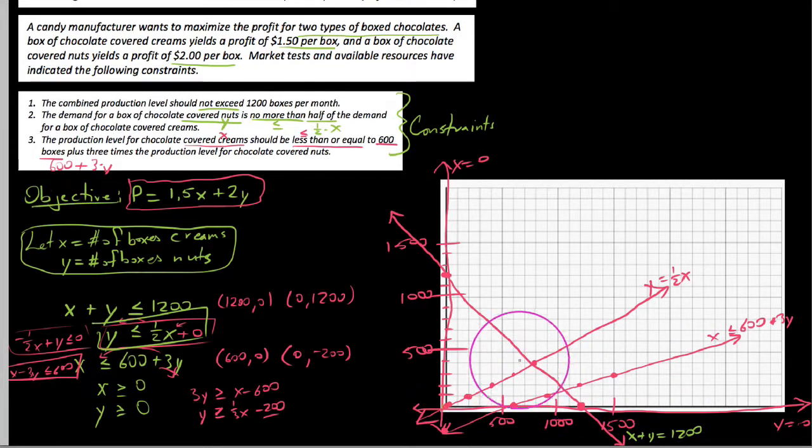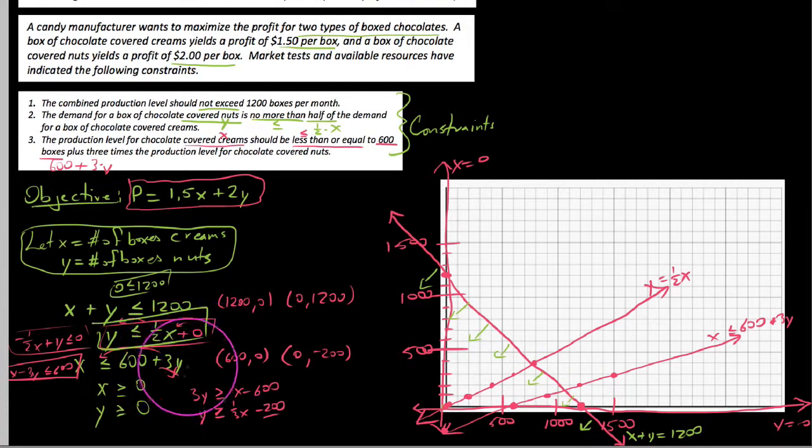Oops, this one here and this one here. If we were to test 0, 0 on the first one, we get 0 is less than or equal to 1,200, which is a true statement. So that was this constraint here. It's going to shade downward. This is the one where we said we can't produce more than 1,200 boxes combined, okay?